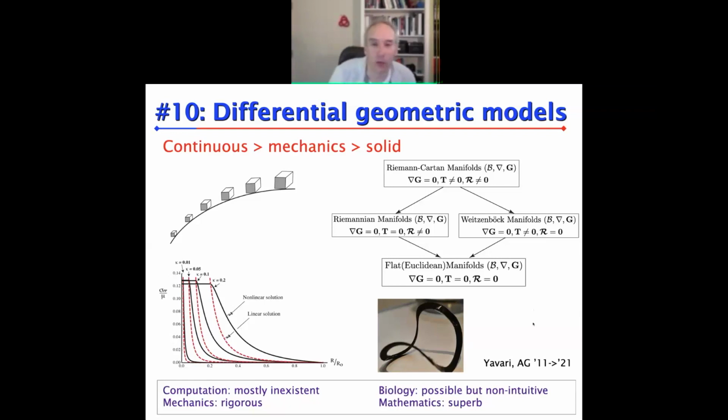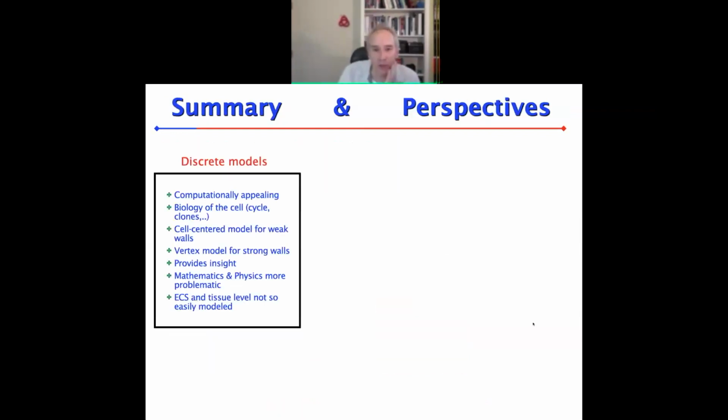So that was number 10. Let me conclude by giving you a rough summary and some perspective. I showed you the discrete models. They're very computationally appealing. In 2D or 1D, everybody can go on the computer and do that. They can be nicely related to things like the biology of the cell cycle. You should apply a cell center model if you have a weak wall and a vertex model for a strong wall. It really depends on what matters at the physical level in the interaction between the cells. It provides a lot of insight.